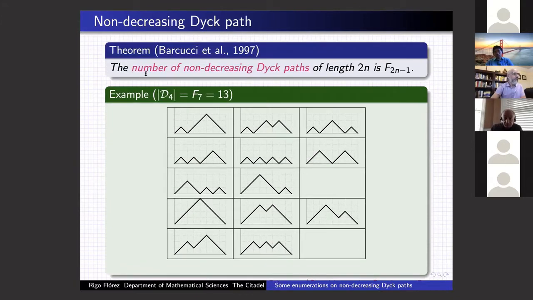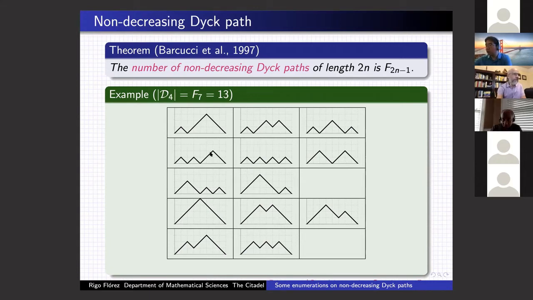And in 1987, Barcucci et al. proved that the total number of non-decreasing Dyck paths is given by this Fibonacci number, as I told you at the beginning. Many times the Fibonacci numbers are here. And this is 13, of course, it's a Fibonacci number.